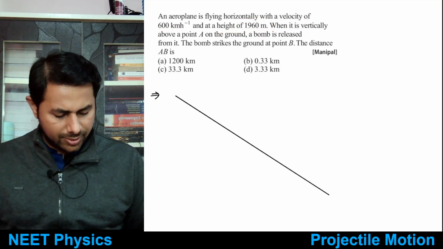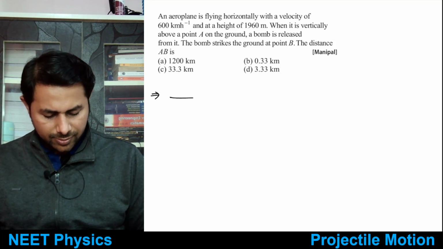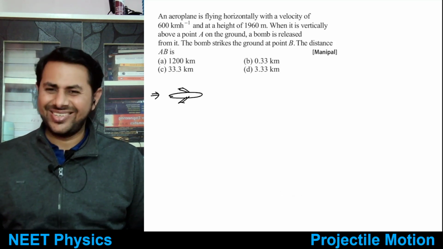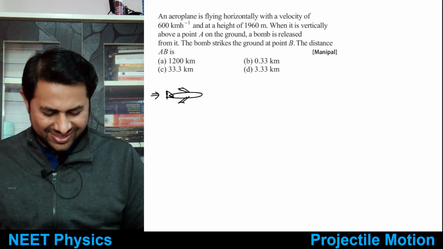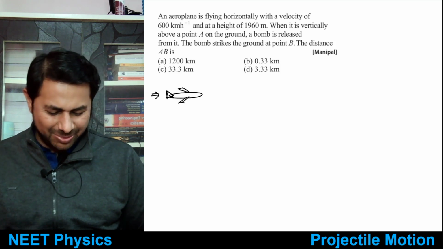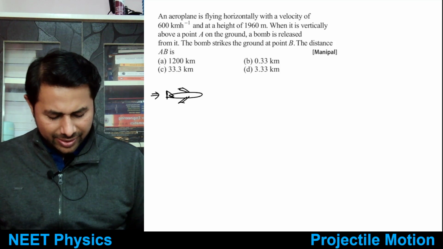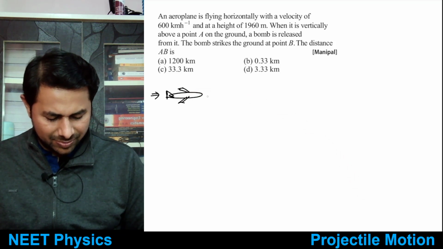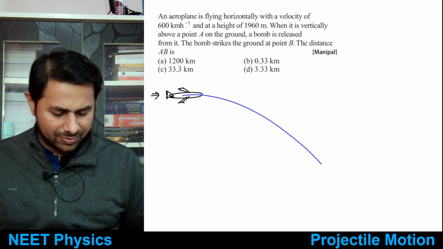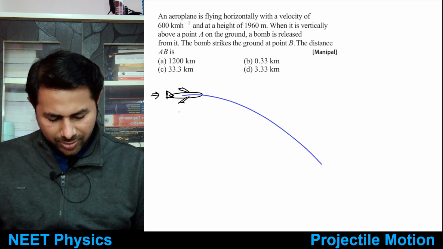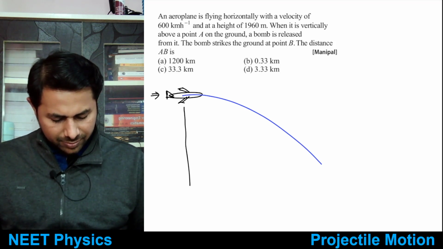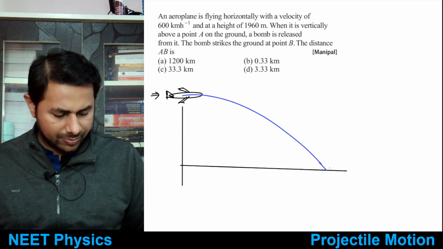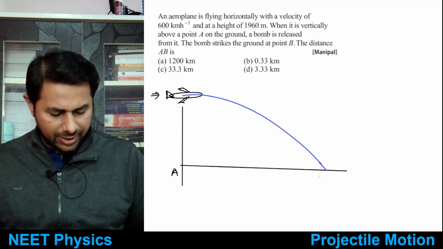Let's suppose this is an aeroplane, a high tech one. Might look like a fish, I don't know. All right, so it drops a bomb. But since it has some velocity, the bomb will also have some velocity, right? Same velocity as that of the aeroplane, and therefore, suppose the bomb goes like this. So the aeroplane is above point A on the ground, and the bomb falls at point B. This is point A, this is point B.